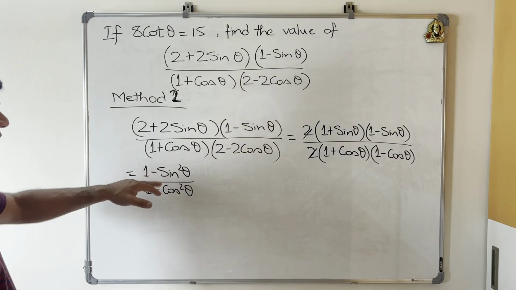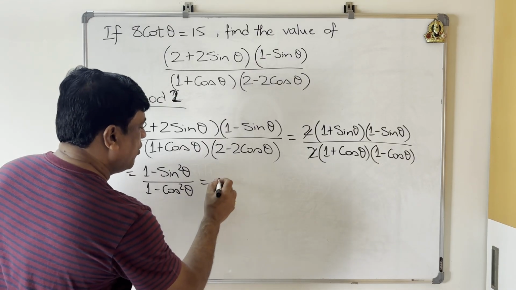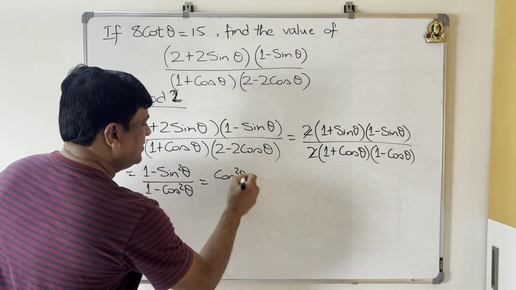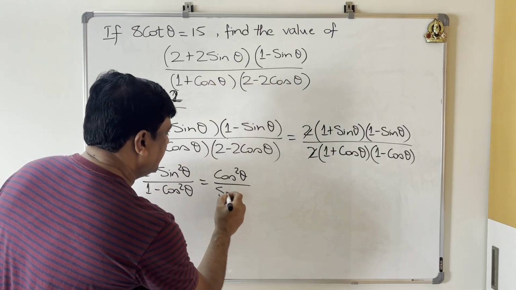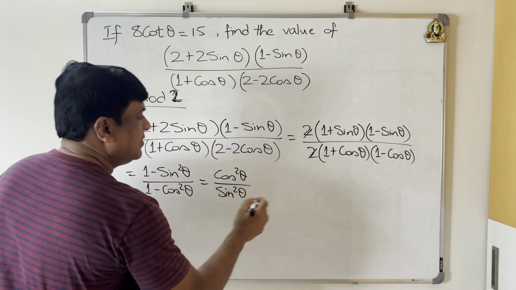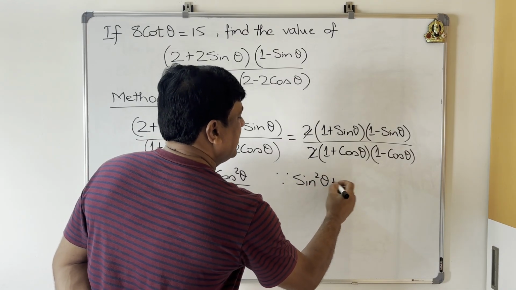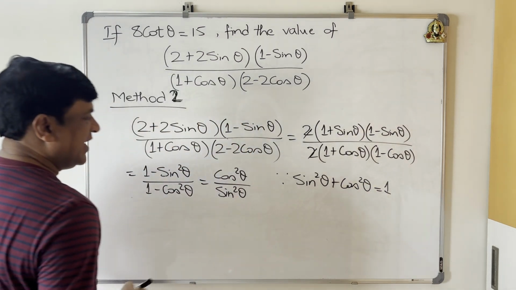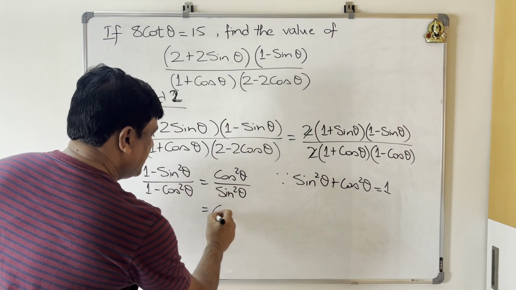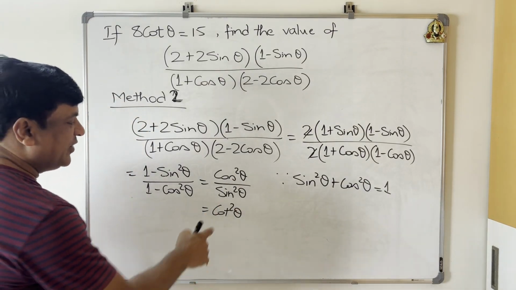Look at it. What do you get? 1 minus sine square theta is what? It is cos square theta, right? What is 1 minus cos square theta? It is sine square theta. Because you know this identity, sine square theta plus cos square theta is equal to 1. So I'm using that. So what does it give me? It gives me cot square theta, right? Cos by sine is always cot, so cot square.